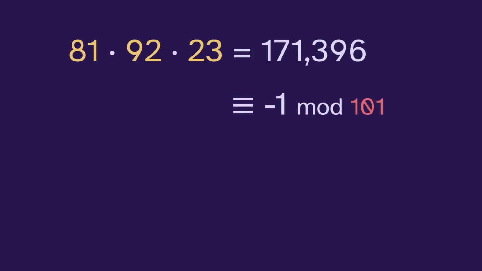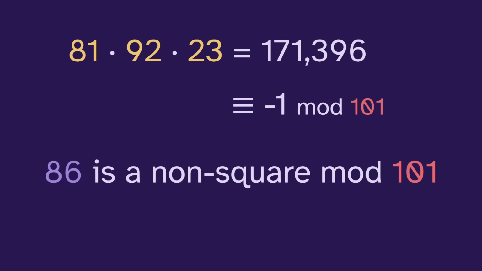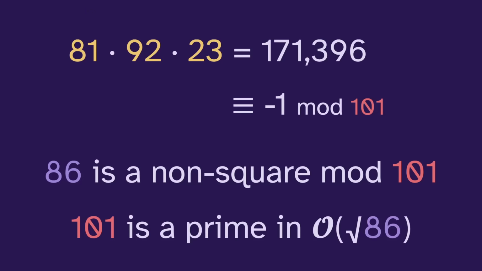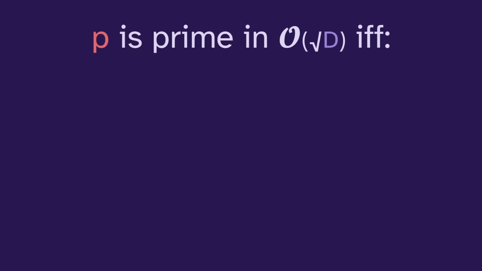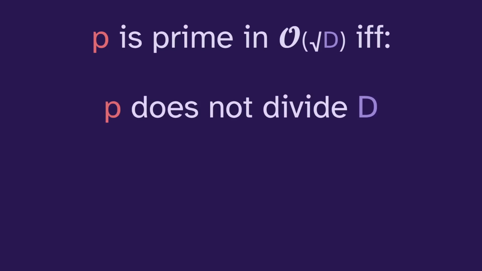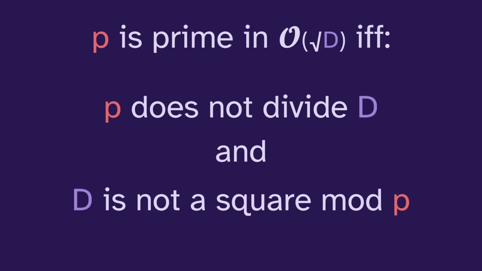So this negative 1 tells us that 86 is a non-square mod 101, which means that 101 is a prime in O root 86. And so the shortcut of just squaring and using base 2 means we don't have to do many multiplications. And in some cases, we can shorten this even further using quadratic reciprocity, but I won't go into that now. To summarize, p is prime in O root d if and only if p does not divide d, and d is not a square mod p.